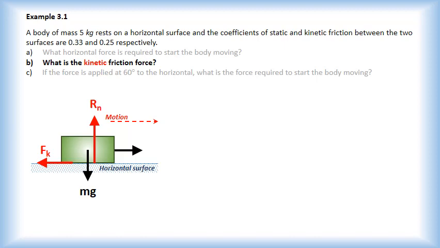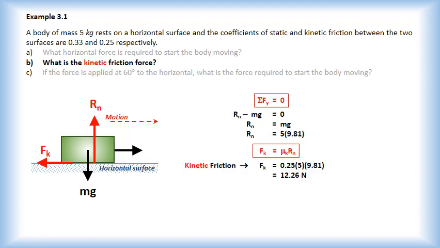So for part B, we want to find the kinetic friction force. Now note that the forces in the direction normal to the motion haven't changed, so the normal reaction remains unchanged. And here we want to find the kinetic friction. So the coefficient of kinetic friction 0.25 applies. The kinetic friction works out to 12.26 newtons, which is less than the static friction in part A.